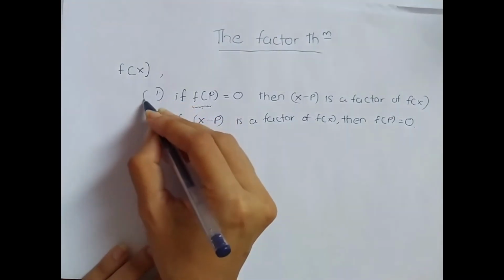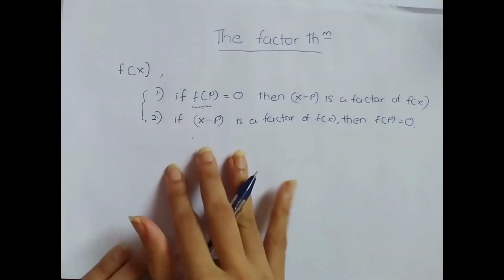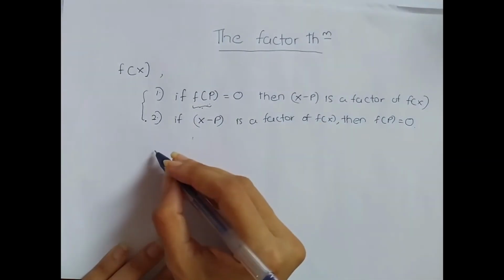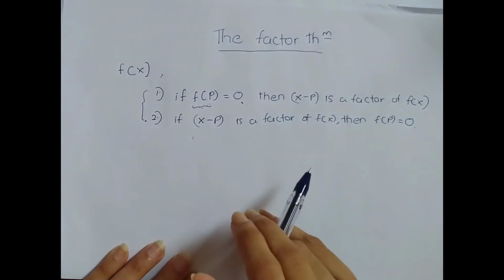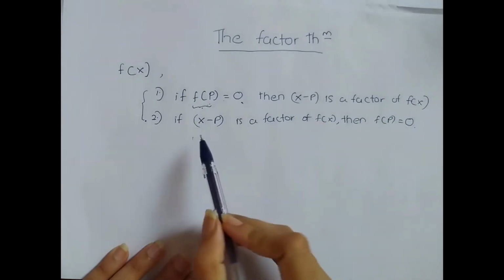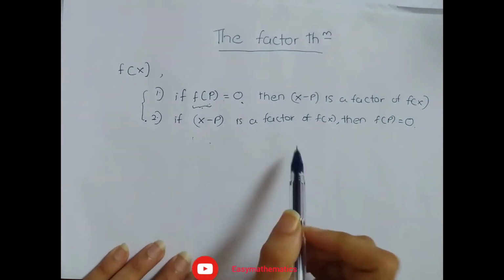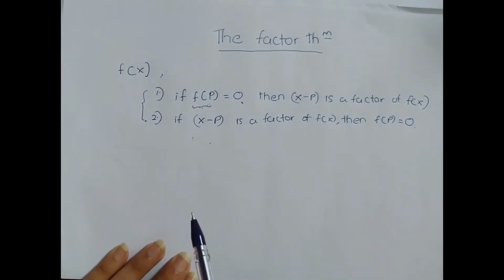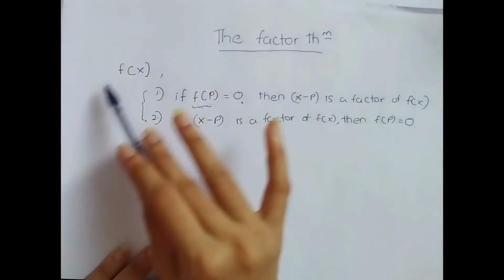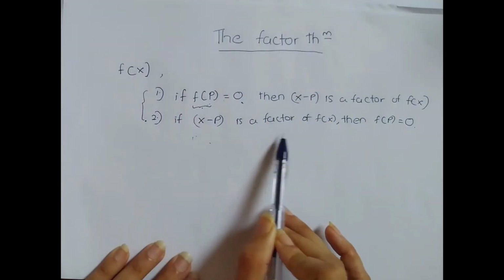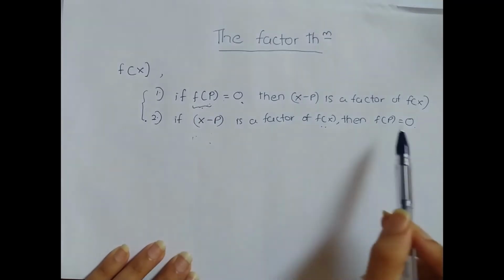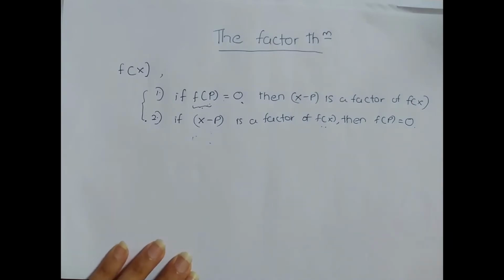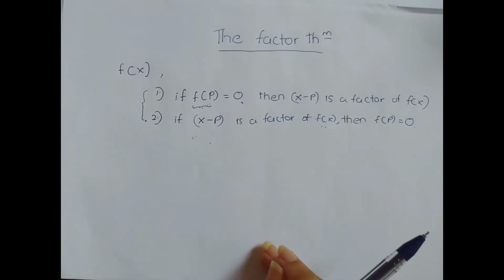So there are two ways of asking the question. First one is, they say that if f(p) is equal to 0, show that x minus p is a factor of f(x). Or else, show that x minus p is a factor of f(x). So this is how you must show them. If x minus p is a factor of f(x), then you have to say that when x equals p, f(p) is equal to 0. So how do you do this?